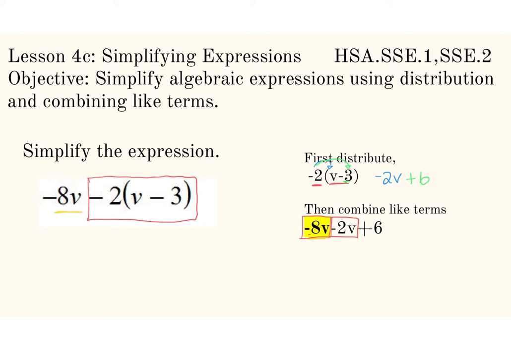So what is negative 8 minus 2? Negative 10. We keep the v because we're talking about v. And then I will bring down the 6. There is no other number that I can combine, so this will be my answer.